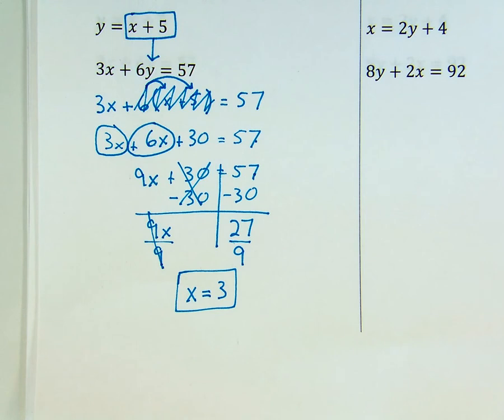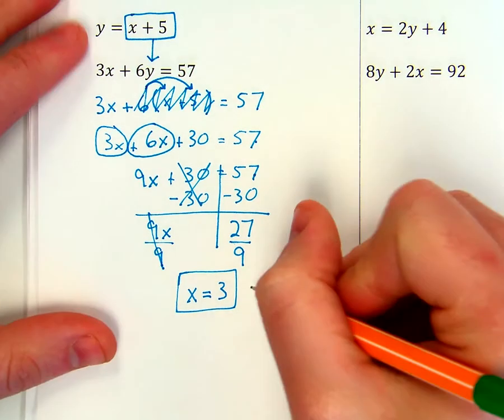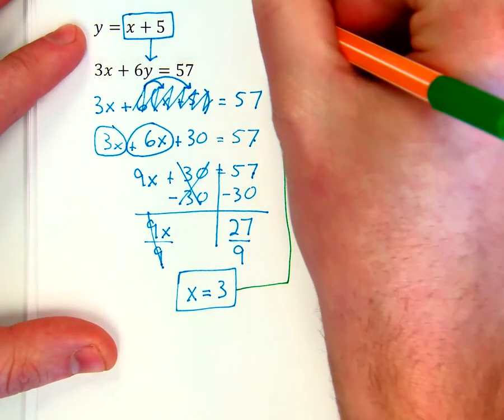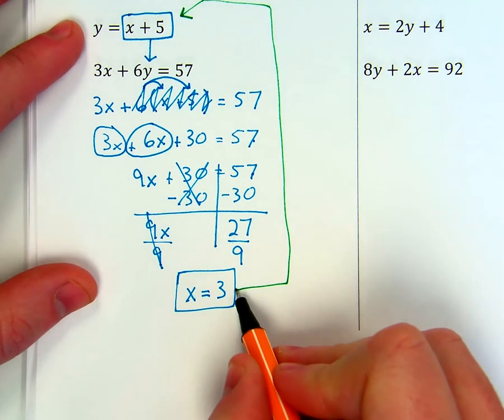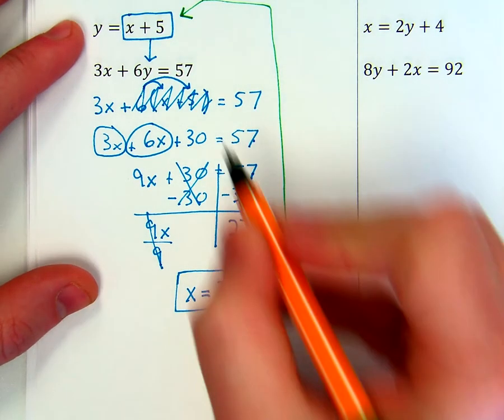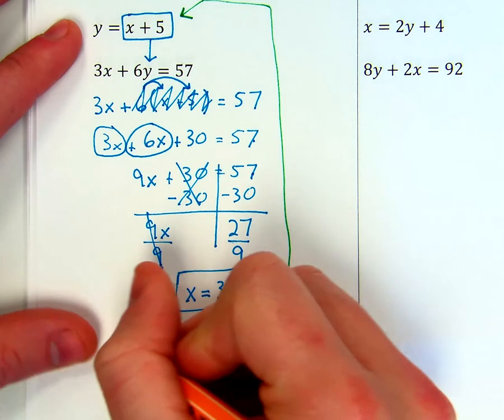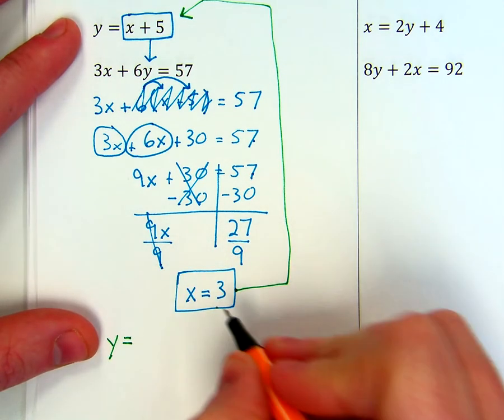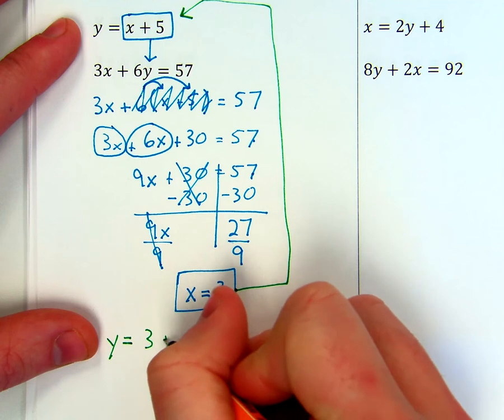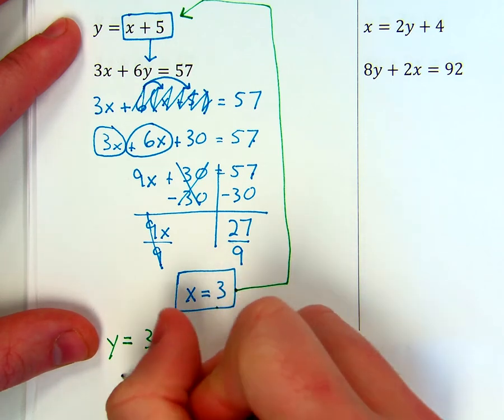Just like the previous problems, we're not done yet. We know the x value, but we need to also know the y value. To find the y value, we plug what we now know x equals into one of the equations. In this case, y equals x plus 5. Since we know that x is 3, y equals 3 plus 5, which is 8.